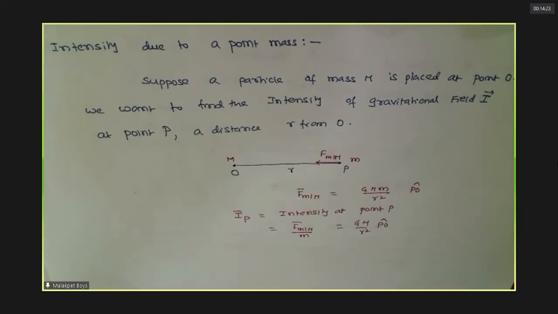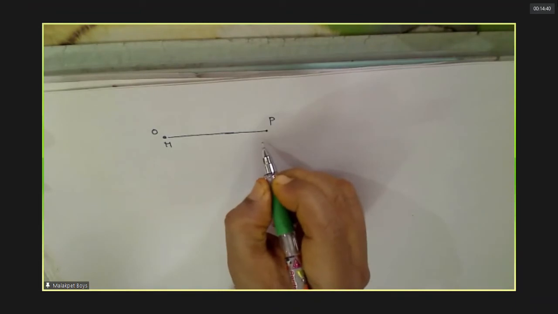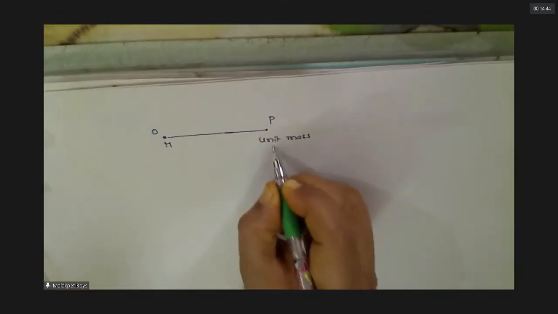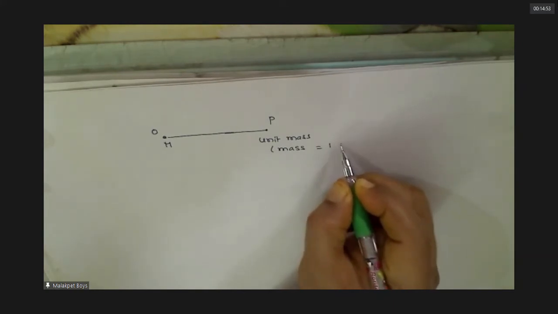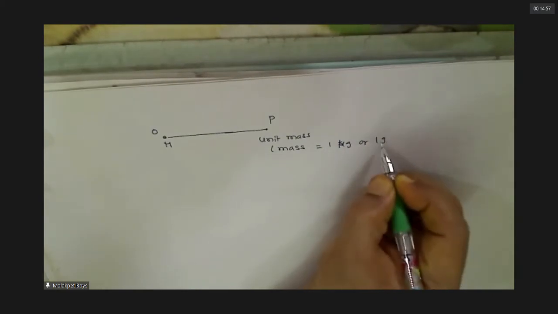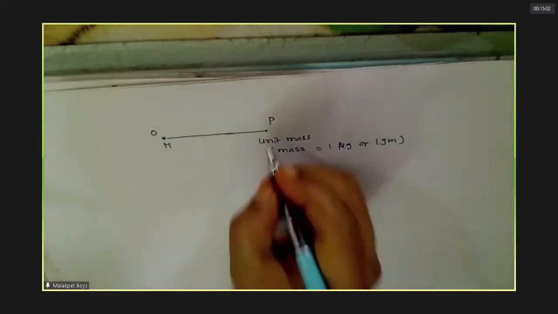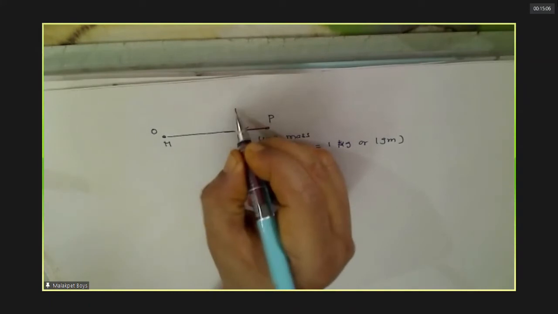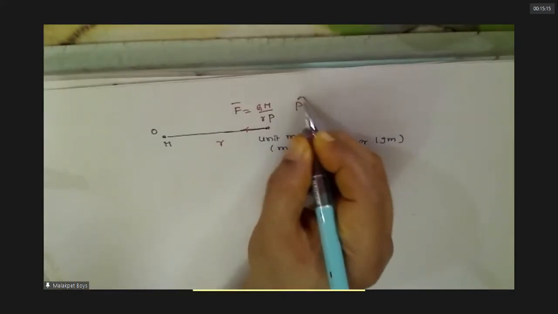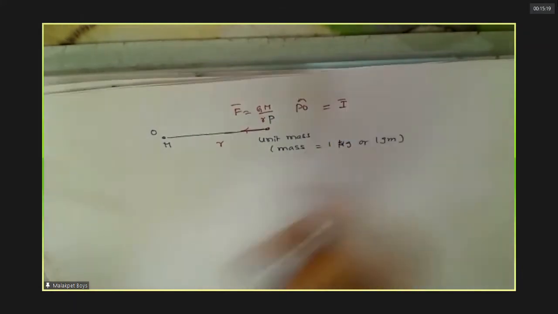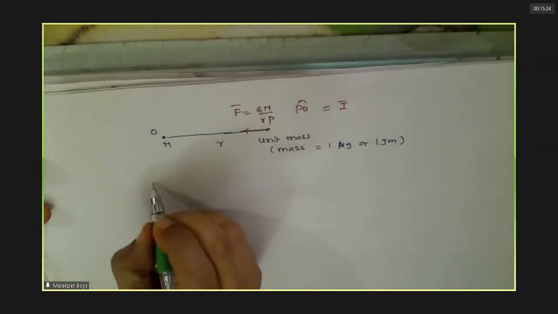See, this can be done in another way also. This is O, and this is P. Instead of keeping M, suppose I give unit mass. Then what is the force here if I place it here? GM by R square. So the force is nothing but GM by R square only, no? From P to O, that is nothing but I at P, yes? Agreed, sir.